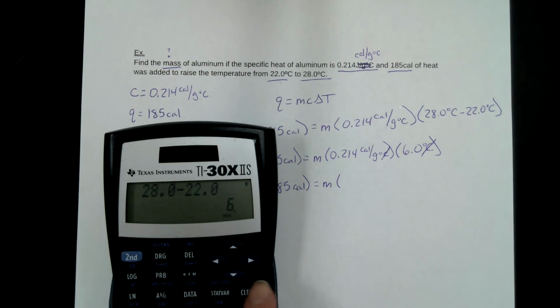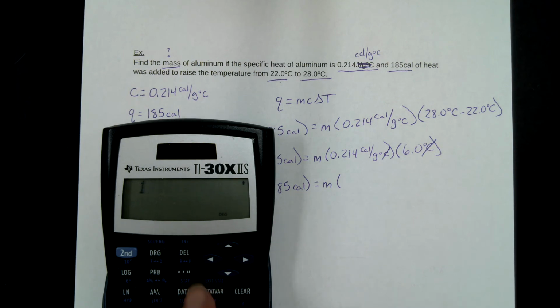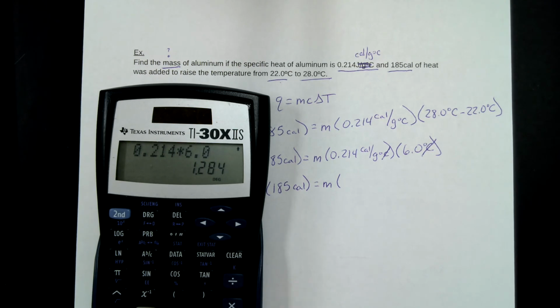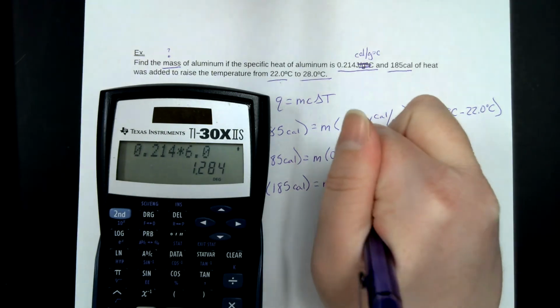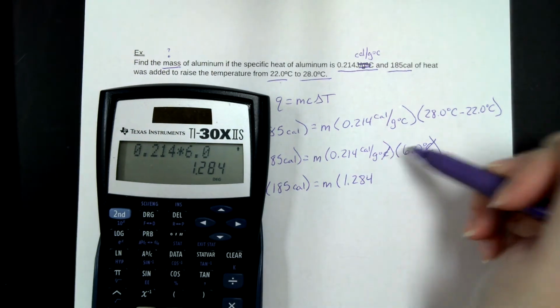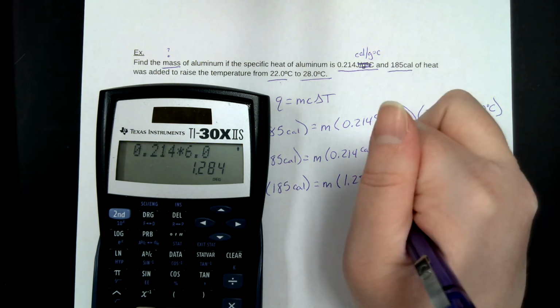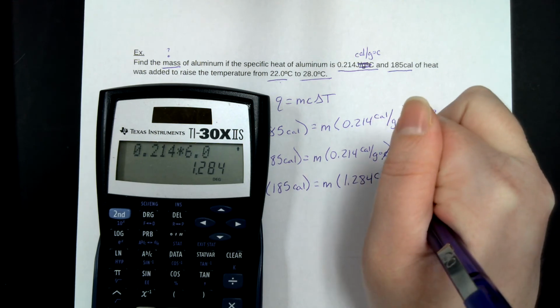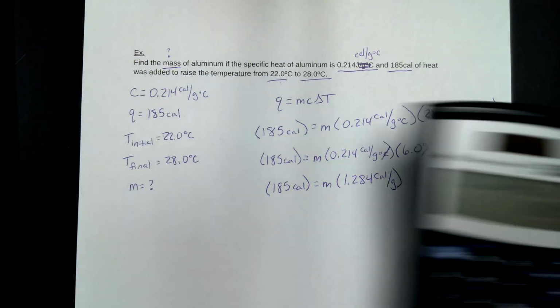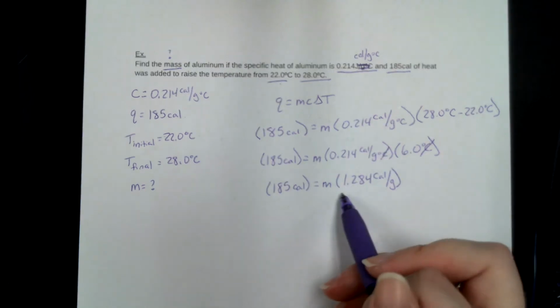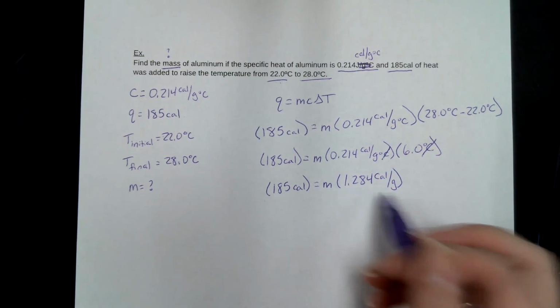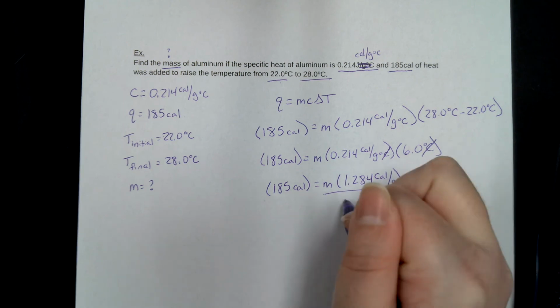So 0.214 times 6.0, 1.284. And since degrees Celsius has canceled out, the only units left here are calories per gram. So at this point, we will divide both sides by 1.284 calories per gram.